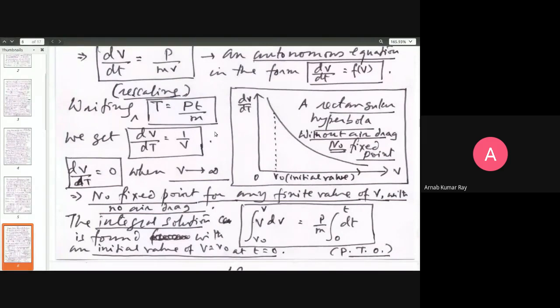So here we have that sort of a situation. This is like your x dot equal to f(x), and you are plotting x dot versus x. So here x dot is served by dv/dT, and f(v) is now 1 upon v. So that is being plotted along the horizontal axis. So this is a rectangular hyperbola. I believe you are aware of what a rectangular hyperbola is. You know what a hyperbola is like.